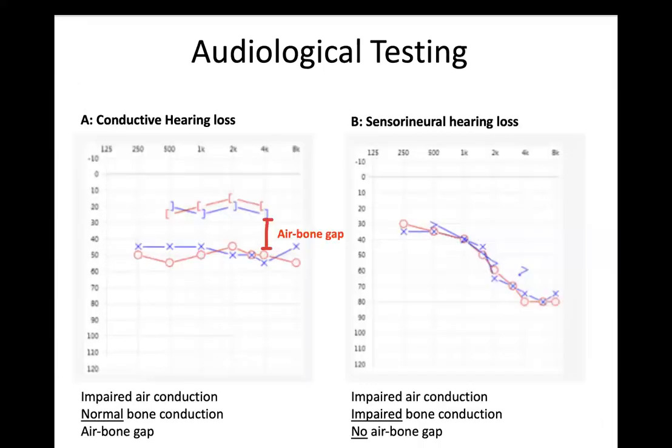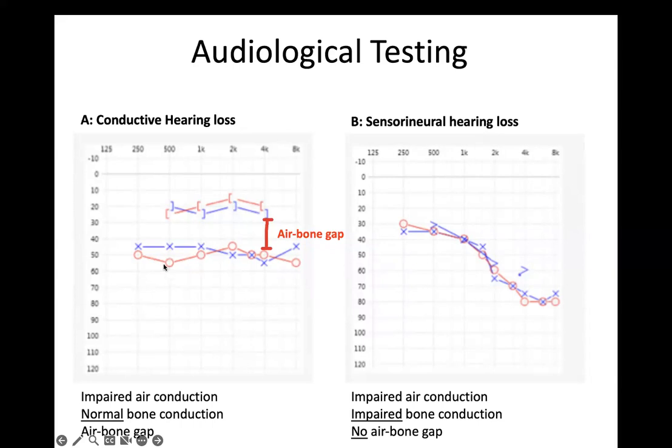Now, these are more examples. So you can see here we have conductive hearing loss. This is an audiogram showing conductive hearing loss. These symbols represent bone conduction, and these symbols represent air conduction, okay? The ENT residents and ENT doctors have this memorized. So when they see this, they right away know that this is air conduction and this is bone conduction. This is the blue, again, left ear. This is the right ear, okay?